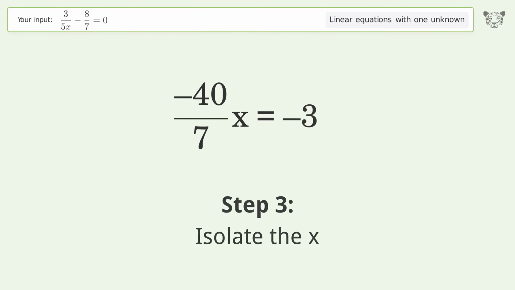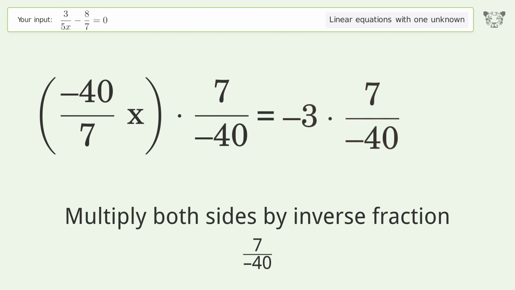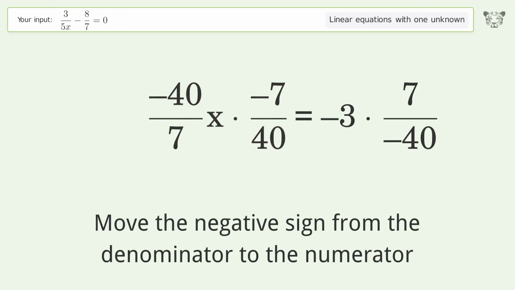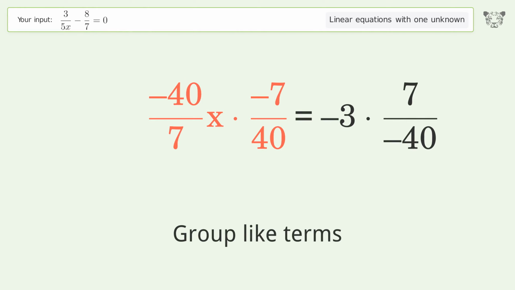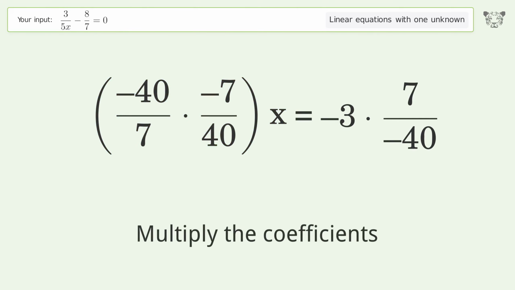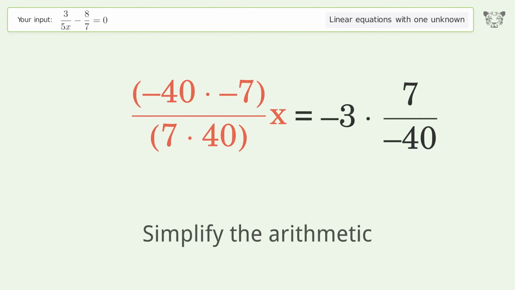Isolate the x. Multiply both sides by inverse fraction 7 over negative 40. Move the negative sign from the denominator to the numerator. Group like terms. Multiply the coefficients. Simplify the arithmetic.